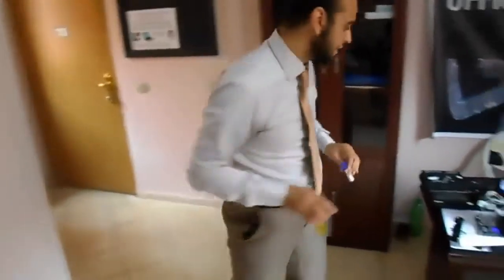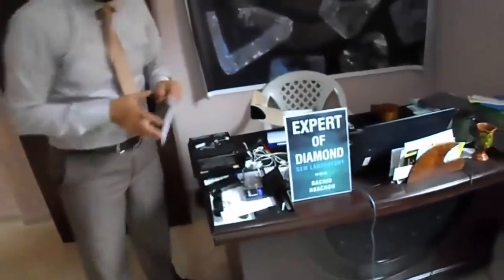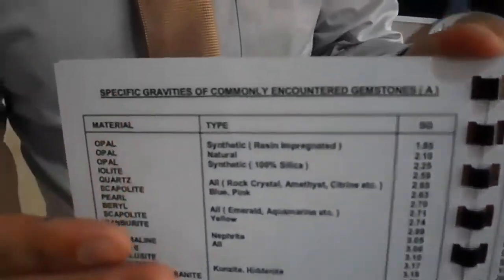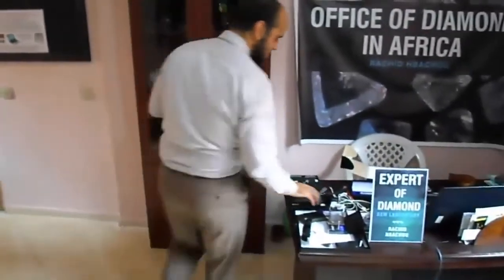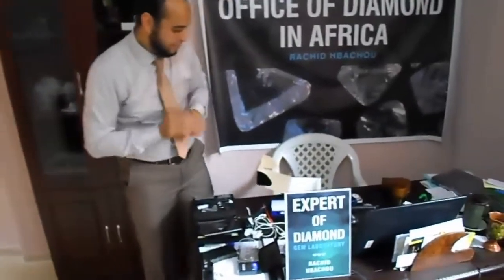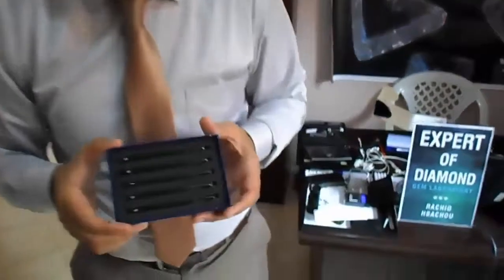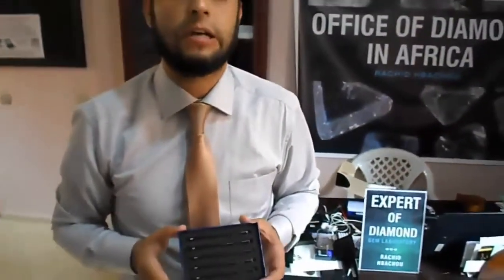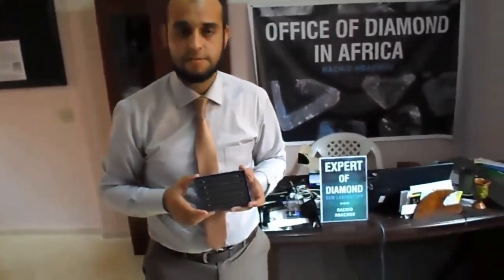We already have this book, where you can find the specific gravity of many minerals or gemstones, and we compare the value that we get with this value, and then you can classify the mineral. This material is for testing the hardness of gemstones. I will talk to you later about Mohs hardness.